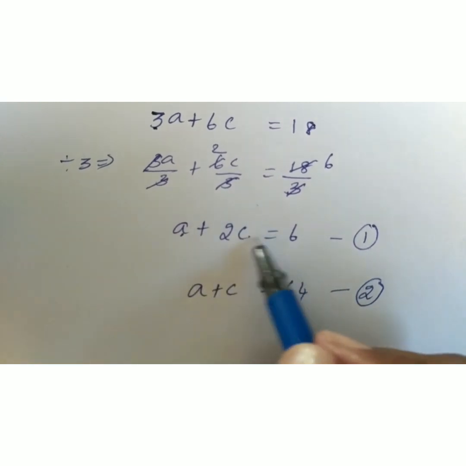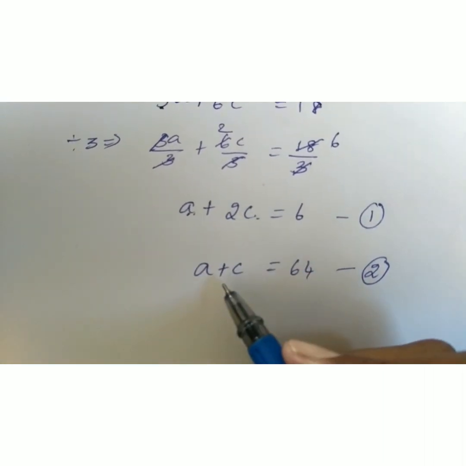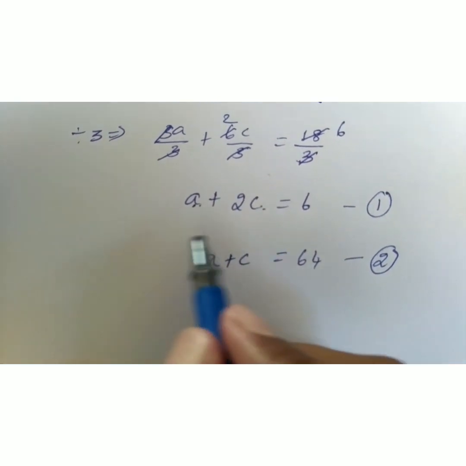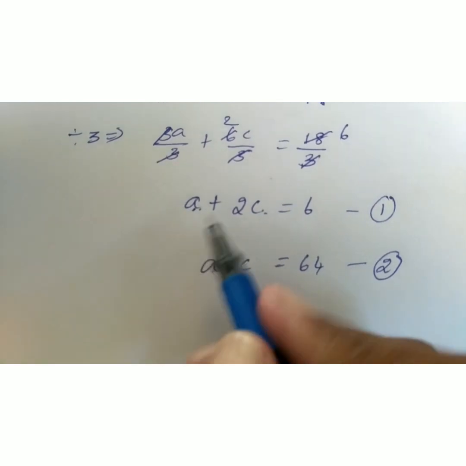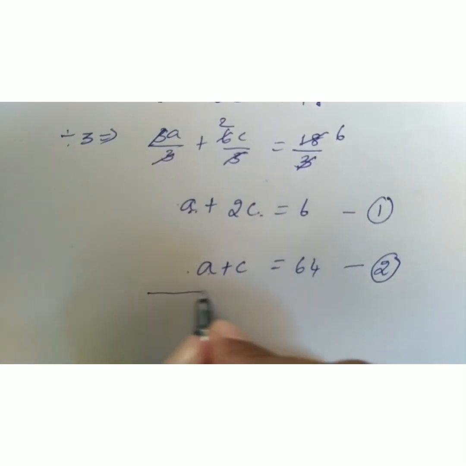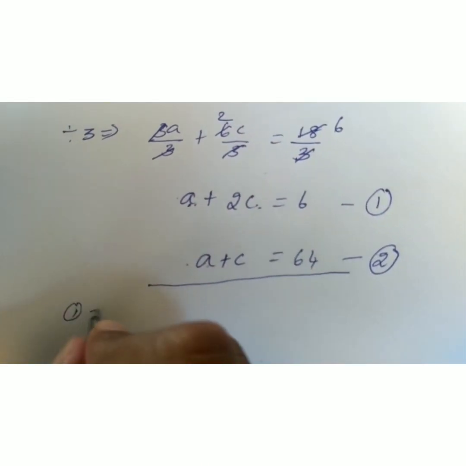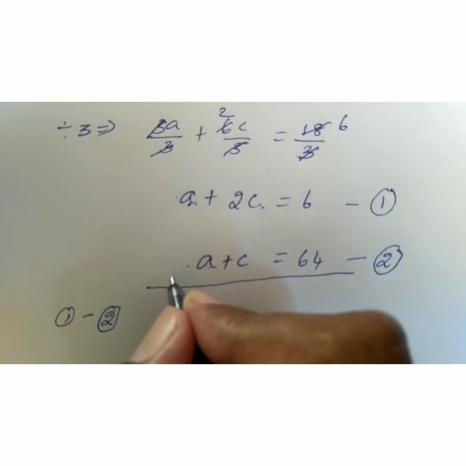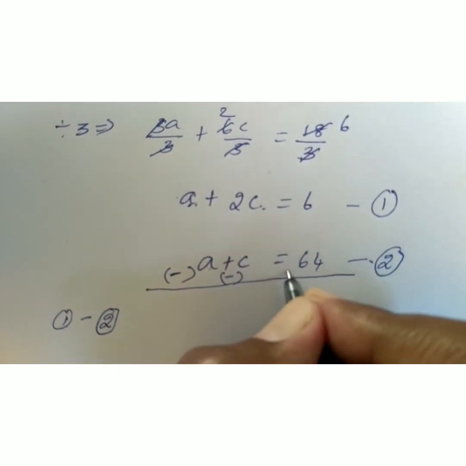In the equation we have two variables. So how do you find the answer? Using the elimination method. Elimination method means we cancel any one of the variables. First you check the coefficients. Here a coefficient 1, here also 1, but the signs are the same, so we cannot cancel. So subtract these two equations, 1 minus 2. So change the sign for all the elements in the second equation.